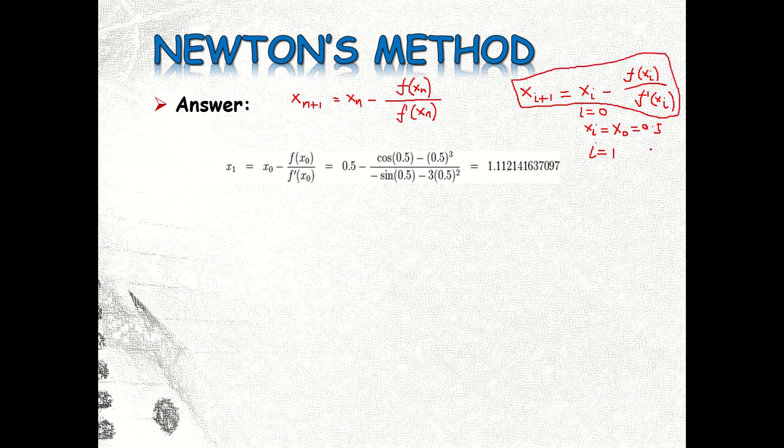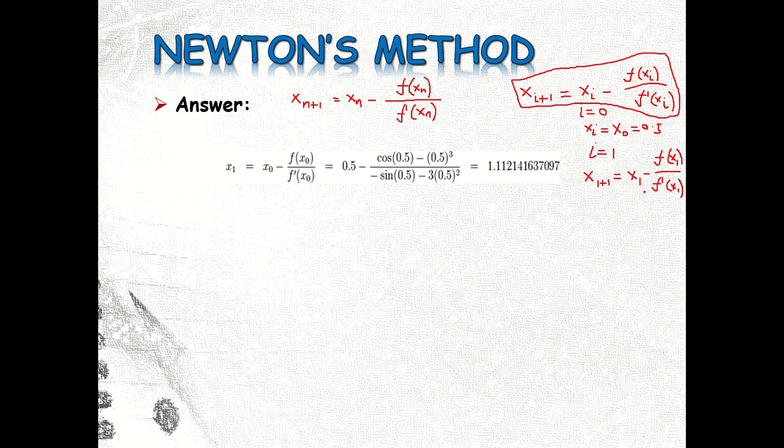when i is equal to 1, the formula becomes x sub 1 plus 1. So 1 plus 1 is equal to 2, right? So x sub i is x sub 1, minus f of x sub 1, divided by f prime of x sub 1.